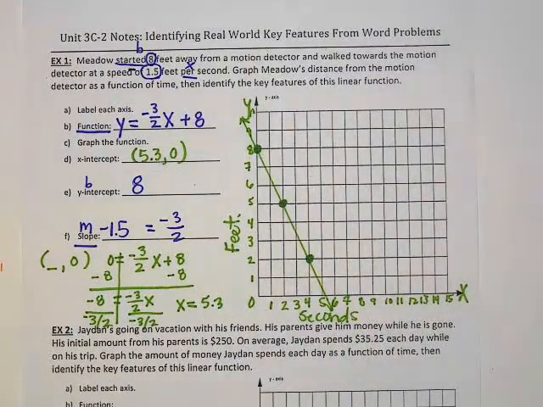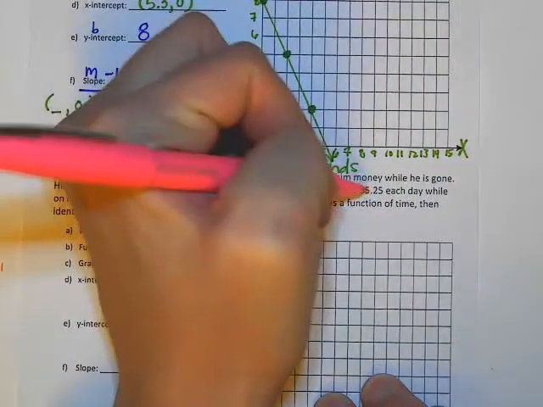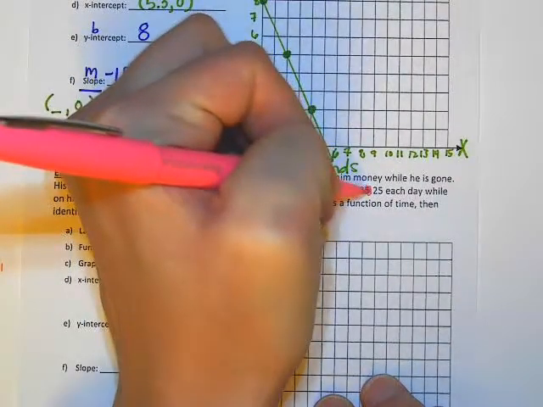Okay, number 2. All right, Jaden's going on vacation with his friends. His parents give him money while he is gone. His initial amount from his parents is $250. On average, Jaden spends $35.25 each day while on his trip. Graph the amount of money Jaden has each day as a function of time, then identify the key features of this linear function. Before we start, I want you to change this to just $25.